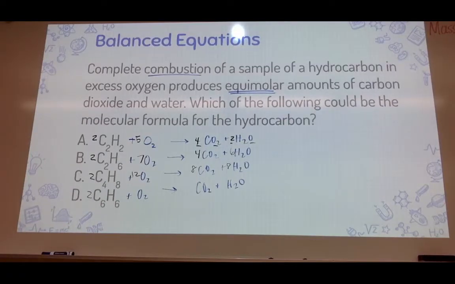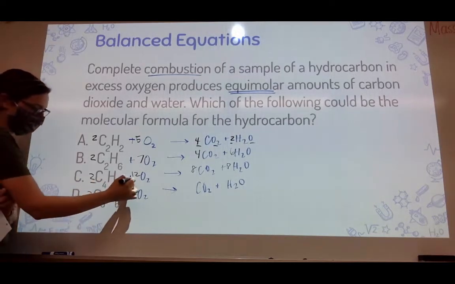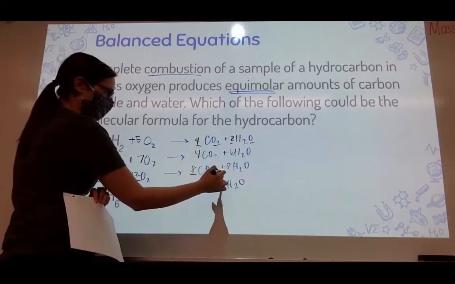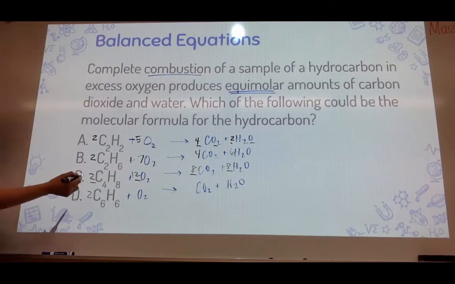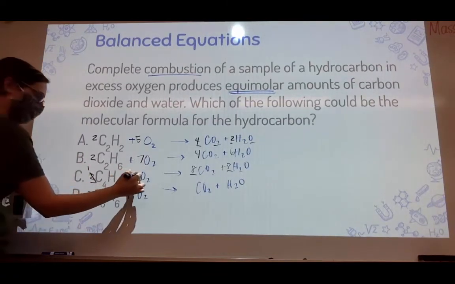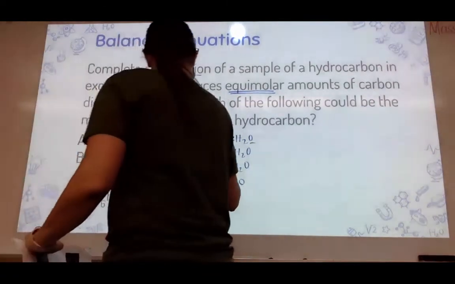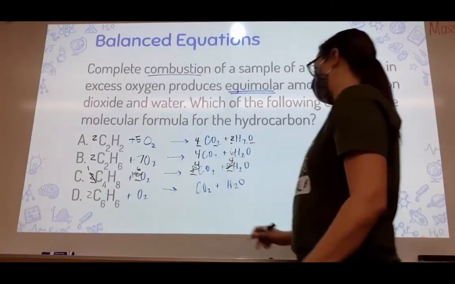Now, what do you notice about all of these coefficients? 2, 12, 8, and 8. They're all even numbers. So I'm going to divide them all by 2. If you can divide by 2, or you can divide by 3 or 5, right? You always want to make sure they're the lowest whole number possible. So this would be a 1, 6, 4, 4.